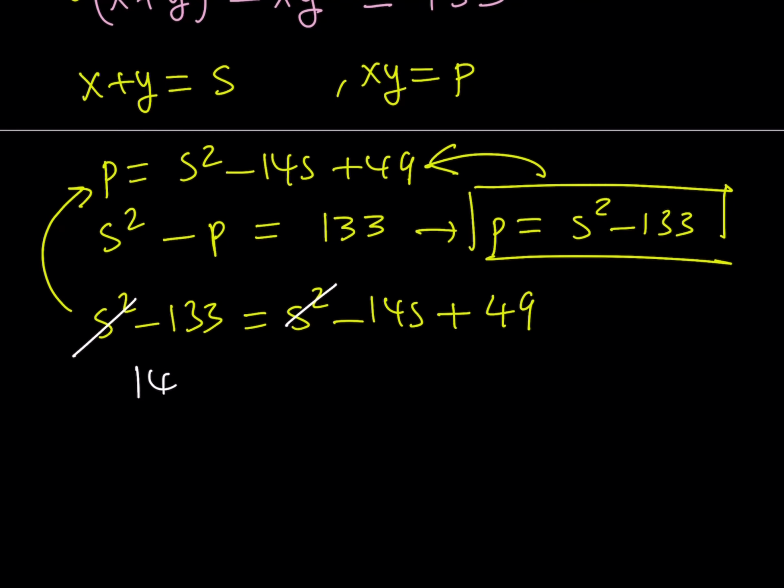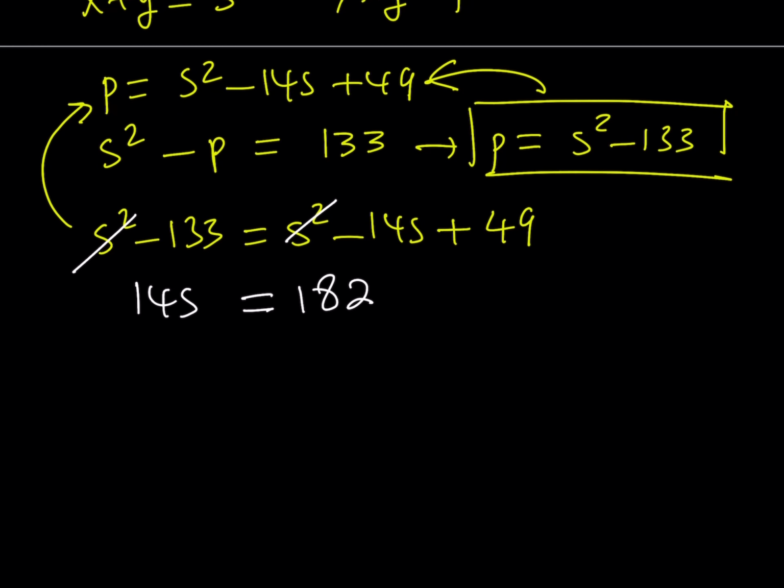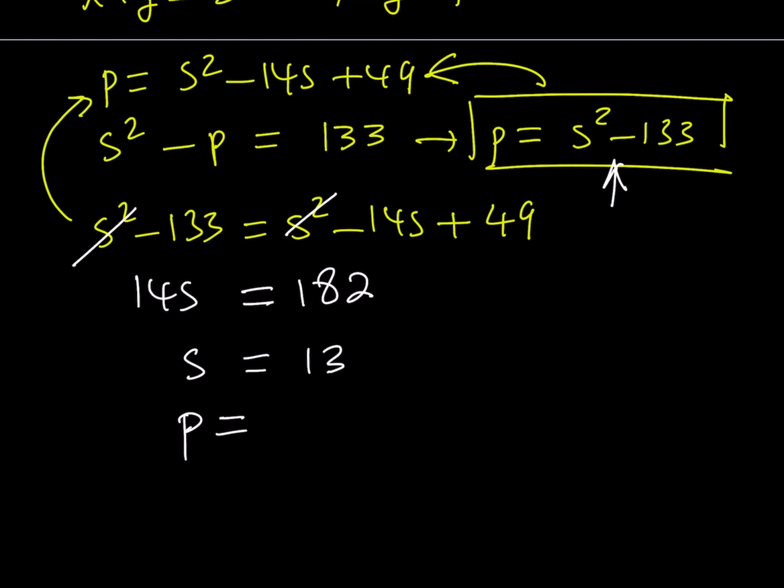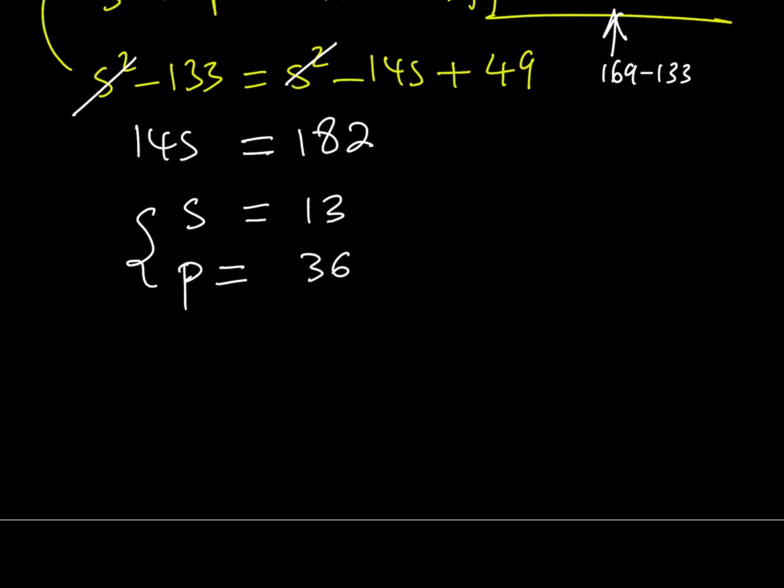Add 14s, add 133 to both sides, you get 182. And if you divide both sides by 14, you'll notice that s equals 13. Now if we plug in 13 here, we find that p is equal to 13 squared, which is 169, minus 133, and that is equal to 36. So our system gives us another system of equations as a solution, because s is the sum: x plus y is equal to 13, and xy is equal to 36.